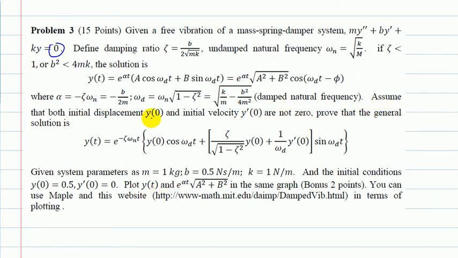Assume you know the initial conditions y(0) and y'(0). So you have something for the initial displacement and something for the initial velocity. Then what is the value of A and B in terms of the initial displacement and initial velocity? This is basically asking you to prove this general solution. There are no numbers involved, just the general solution in terms of the initial conditions y(0) and y'(0).